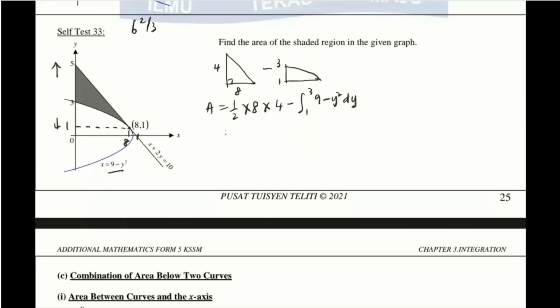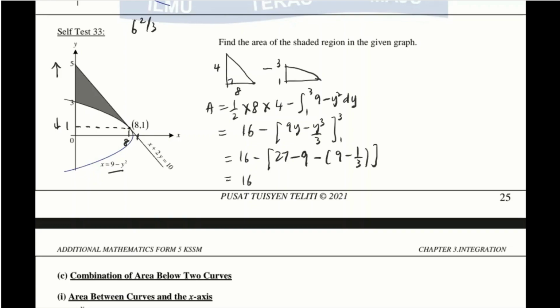Okay, please continue. So the first one, you cancel, then you get 16. This is 9y minus y cubed over 3, 1 to 3. So let's put 9 times 3, 27. 3 to the power 3 is 27 divided by 3 is 9. This is 9 minus 1 over 3. So 27 minus 9 minus 9, it's 9, 9. Then you minus, plus 1 over 3. So you get 6 over 3.